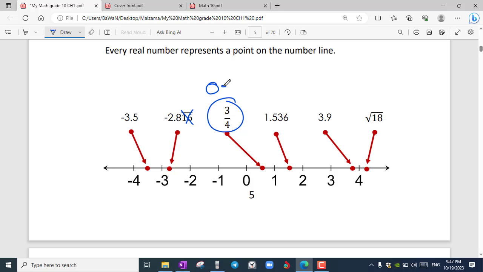3/4 is 0.75. This is obviously between 0 and 1. It's closer to 1. 1.536, we don't care about this. 1.5 is between 1 and 2. Because of this 36, it's a little bit closer to 2. 3.9 is obviously between 3 and 4, and it's closer to 4. Square root 18, in the next example we study how can we find the place of square root 18.